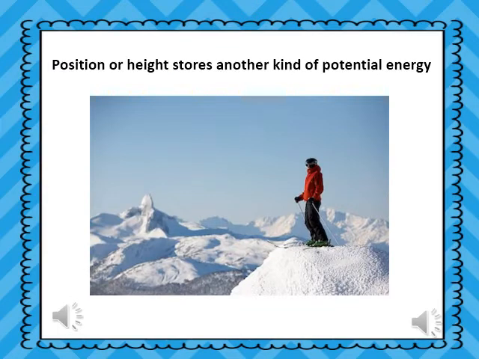Position or height stores another kind of potential energy. This energy is actually gained from gravity. So a skier standing on the top of the mountain has potential energy of position, because when he jumps from the mountain, gravity is the force that is going to pull him down the mountain.